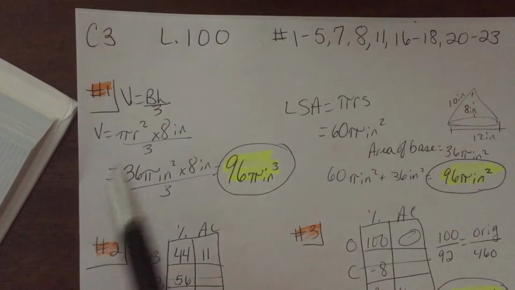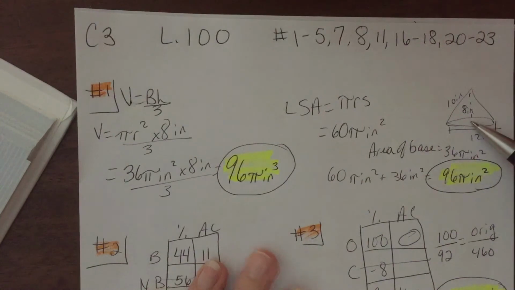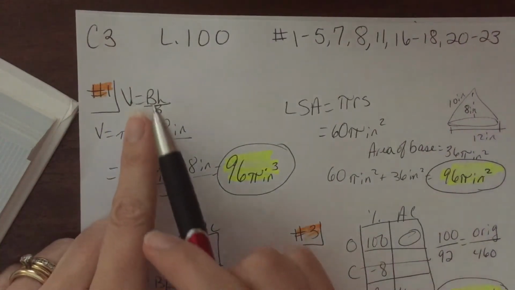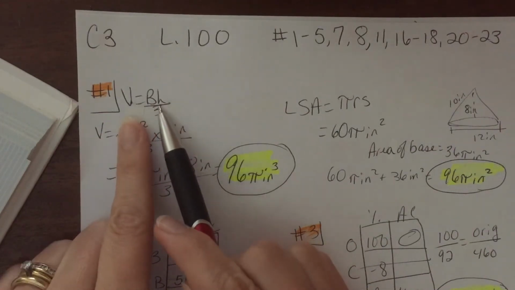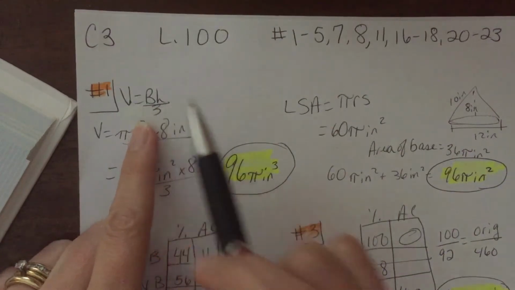Let's check our work. Number 1, we've got a cone. I drew the cone over here. First, they want us to find the volume of the cone. The volume is area of the base times the height, but remember on a cone we have to divide by 3. It's a third of the area of the base times the height.